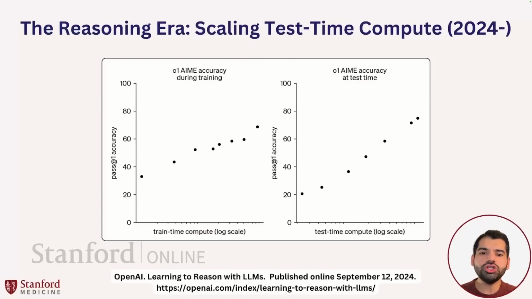As expected, more train time compute improves performance, essentially in line with what we saw with the pre-training scaling laws. But what's pretty striking is that test time compute yields equal or honestly perhaps even better gains, suggesting a new powerful lever for improving model performance.